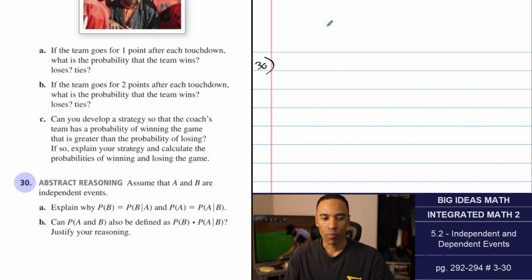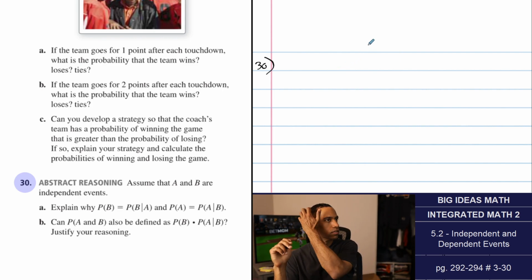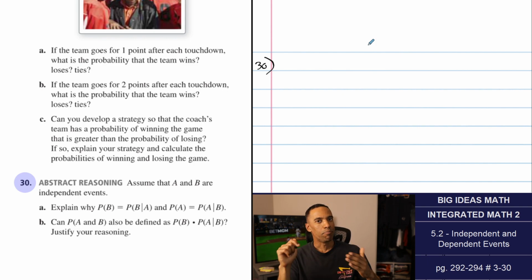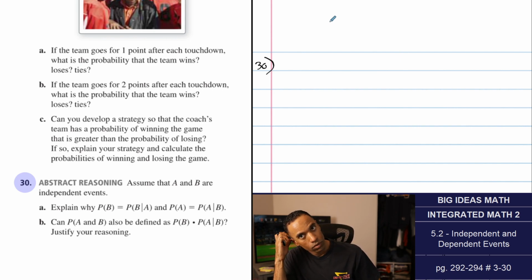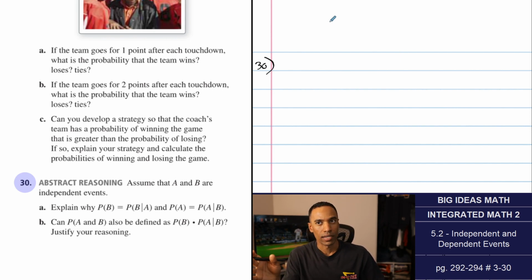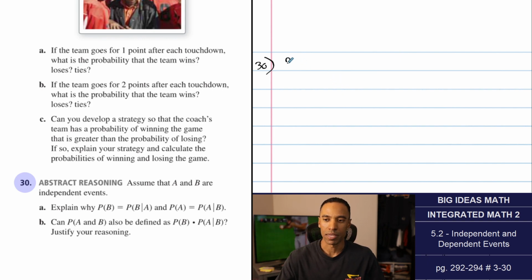Part A, explain why probability of B equals probability of B given A, and probability of A equals probability of A given B. Well, assuming that they're independent events, probability of B given A means the probability of B. Oh, well, they're saying that A occurring doesn't change B's outcome. So probability of B given A, let me type this.